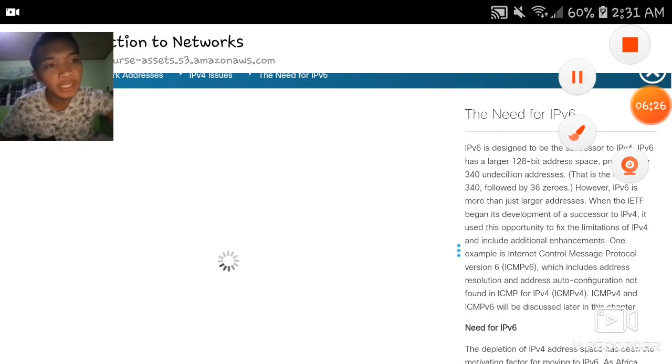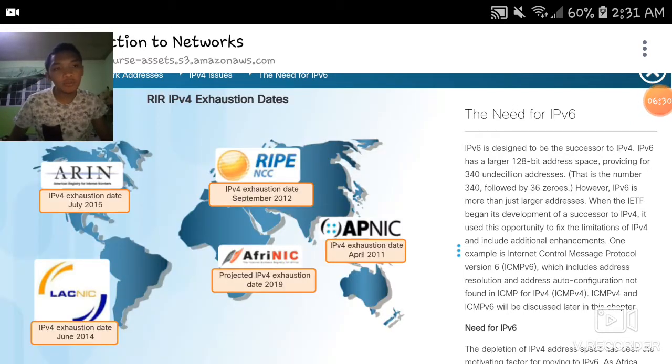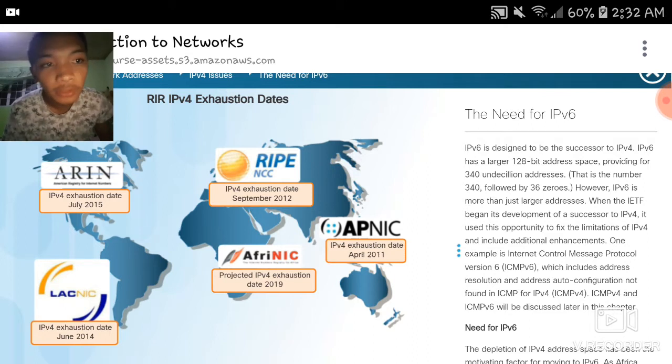IPv4 issues and the need for IPv6. IPv6 is designed to be the successor to IPv4. IPv6 has a larger 128-bit address, because IPv4 has fewer bits than IPv6. However, IPv6 is more than just larger addresses.